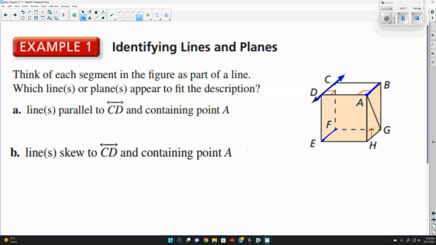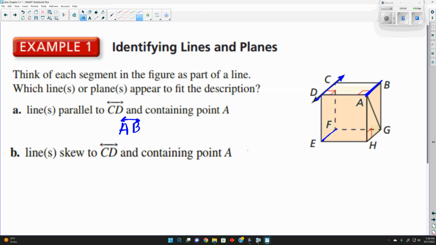But EF is not going to be the correct answer because they want what? They want a line containing what? A. So the only line that's parallel and contains A is AB. This line here would be the only line that's parallel to CD and contains point A. Questions on this here? Let's look at the next part.